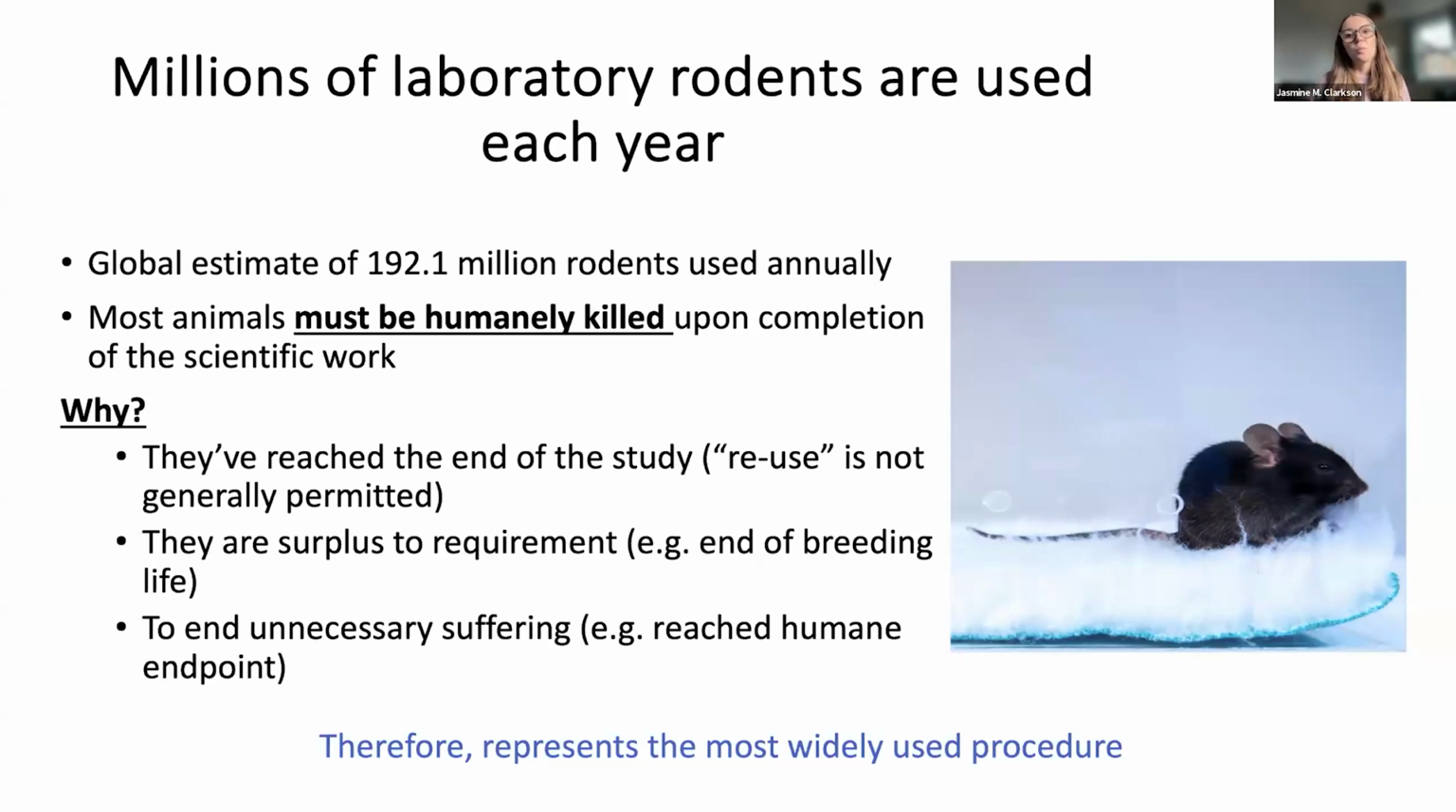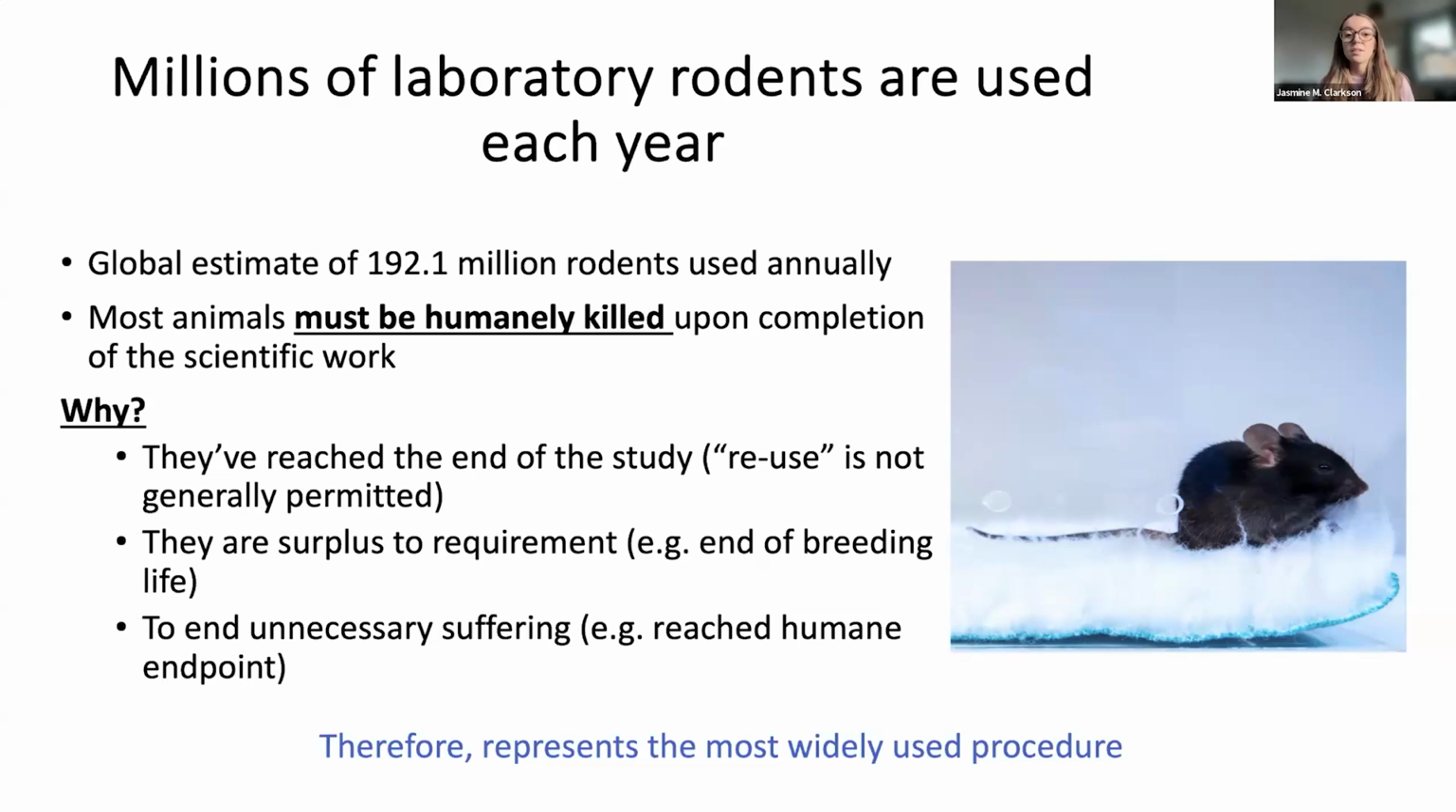I'm sure you're all aware that rodents represent the most widely used species for biomedical research globally. Just to highlight the scale of the numbers, we're talking about approximately 190 million rodents used every year, and that's a very conservative estimate. Unfortunately, a prerequisite to their use is that they often have to be humanely killed at the end of the scientific work. Now, this is obviously due to several reasons.